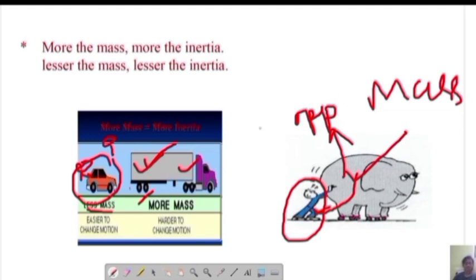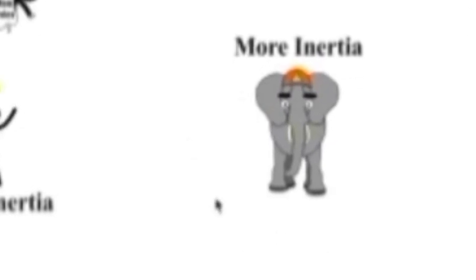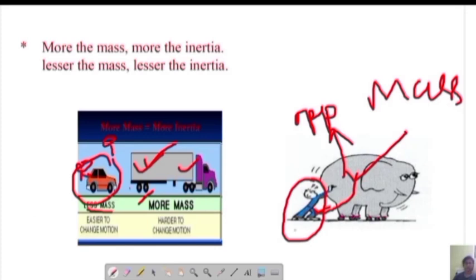So to make you understand clearly, here is a funny animation that shows a boy trying to push an elephant and he fails. You can see here the boy runs and pushes the elephant but he falls. Because of what? Because the elephant offers more inertia. Is it clear? So we'll go to the next topic.